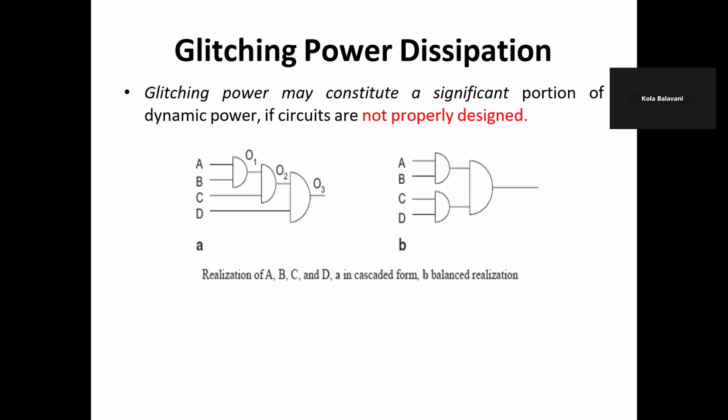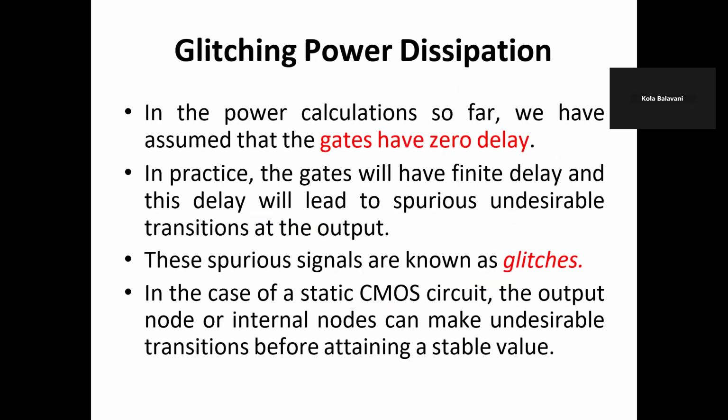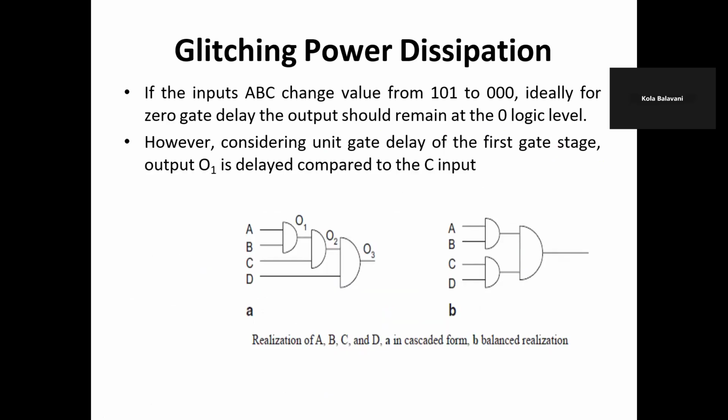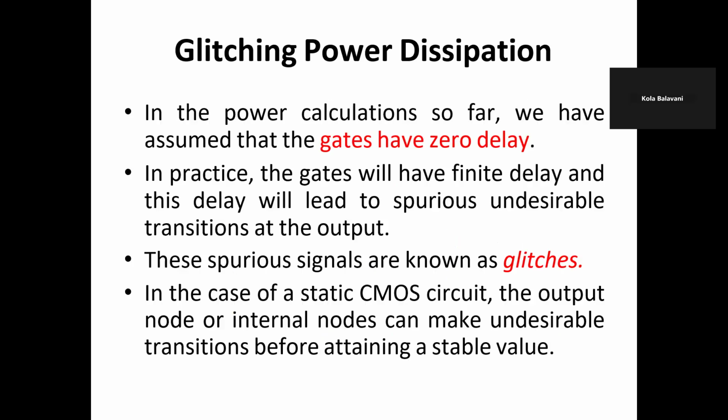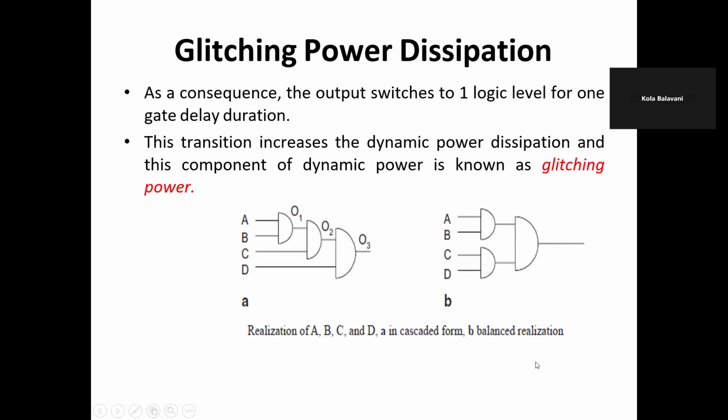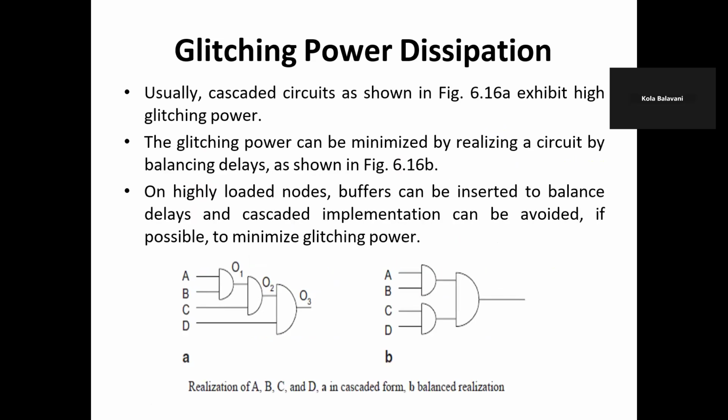So glitching power dissipation is nothing but the spurious signals occurring from the input side to the output side when the signals are propagating along the path, because of unwanted transitions while waiting for the delays. So these are called unwanted signals, false signals or spurious signals. Those are called glitches. These can be avoided by using the balanced realization or by using buffers in between the gates.